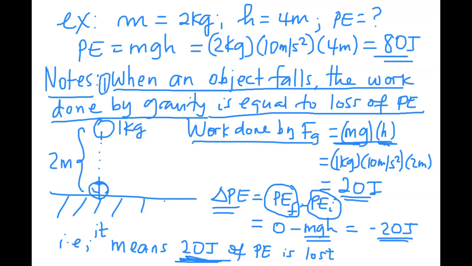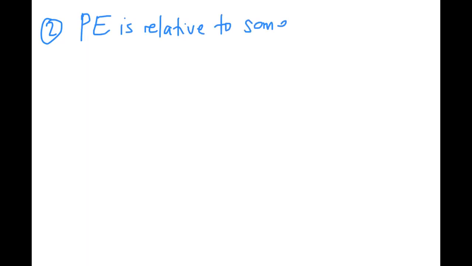We are going to take note also on another point. Point number 2 about gravitational potential energy is that it depends on height. Or we should say potential energy is relative to some reference level. That's what we are seeing.